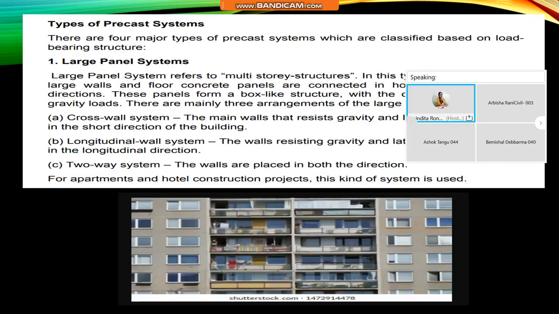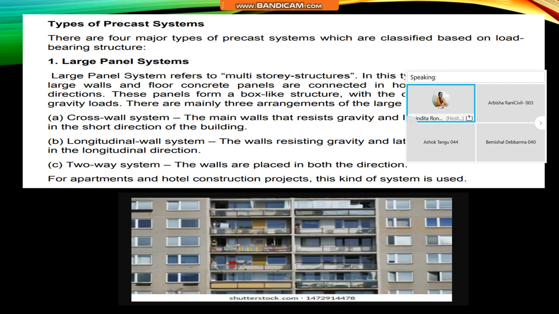Types of precast systems. There are four major types of precast systems which are classified based on load-bearing structure. Number one is large panel systems. Large panel system refers to multi-story structures. In this type of structure, both large walls and floor concrete panels are connected in horizontal and vertical directions. These panels form a box-like structure with the capacity to withstand gravity loads.